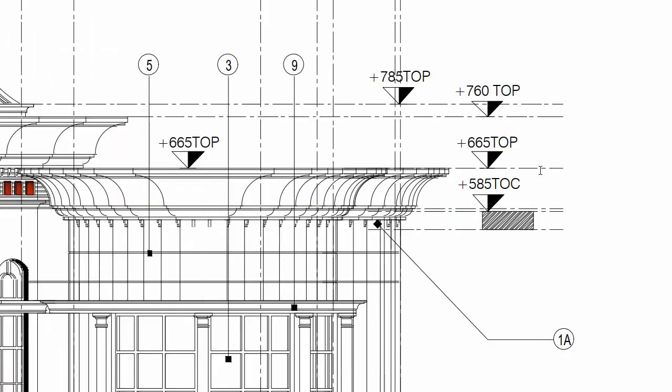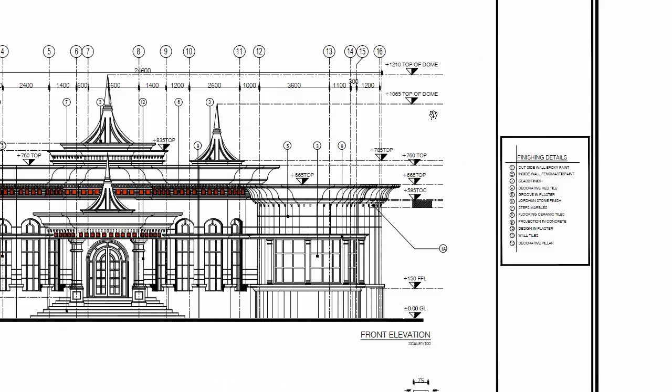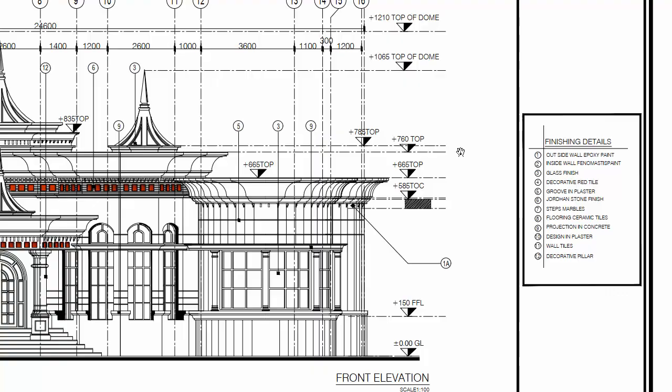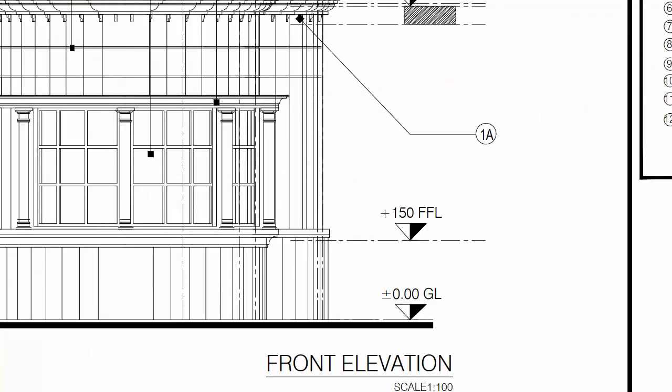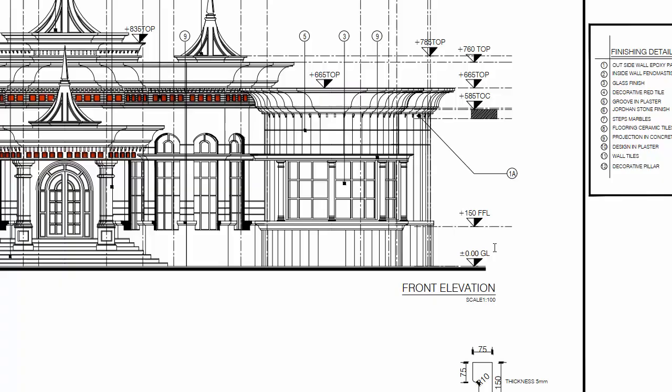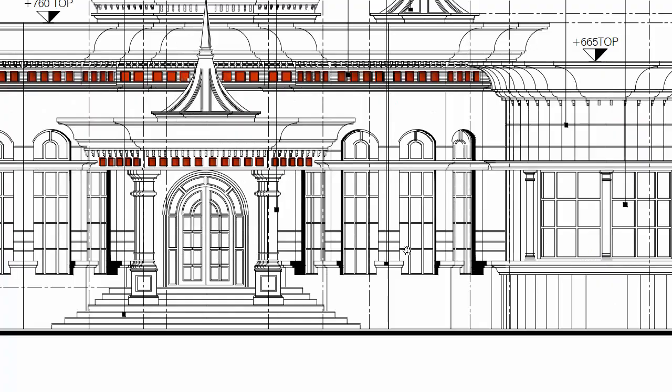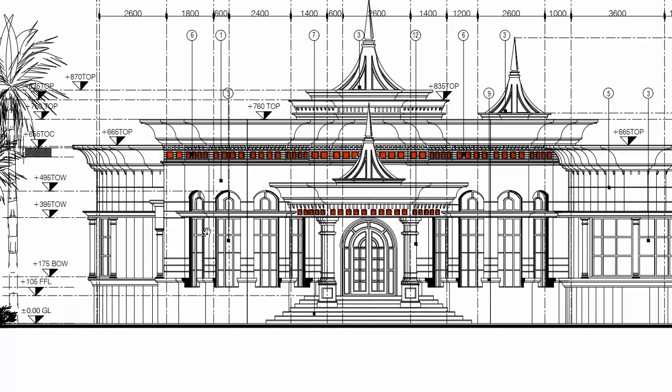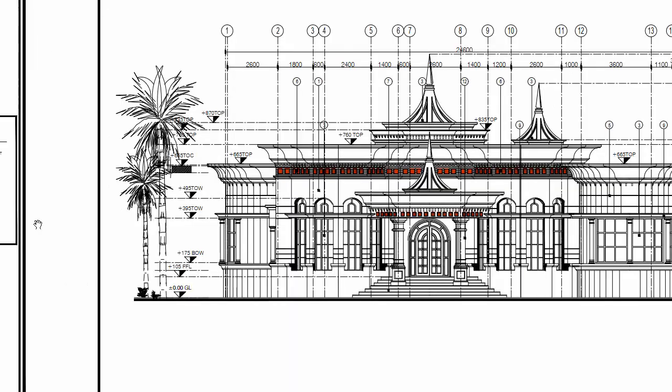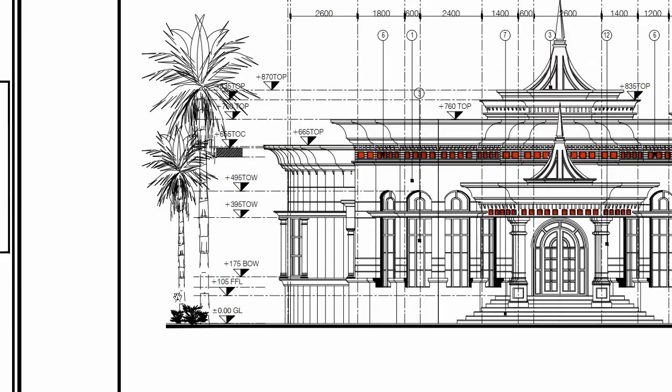And we have to put the levels, dome levels and parapet levels, and here we have the finished floor levels and the ground level. So we create the front elevation in this way. We can put some trees in for the demonstration.